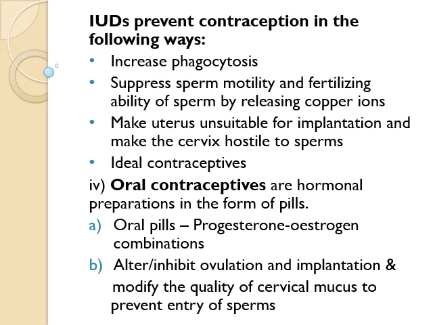Next is oral contraceptives. These are progesterone or progesterone-estrogen combinations used by females in the form of tablets. They inhibit ovulation and implantation as well as change the quality of cervical mucus to prevent the entry of sperms.